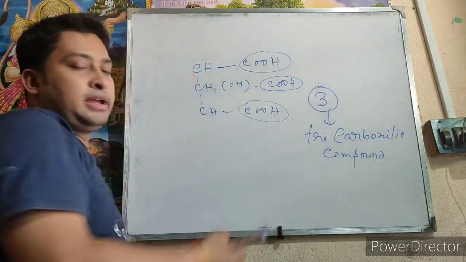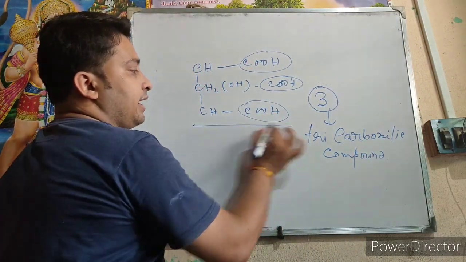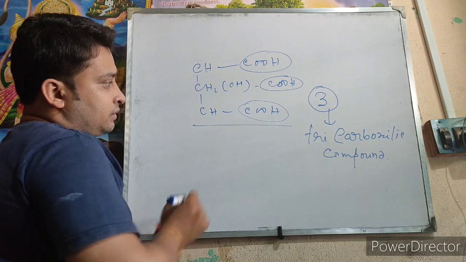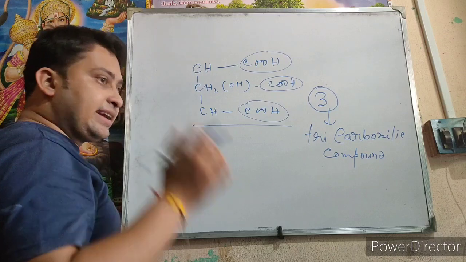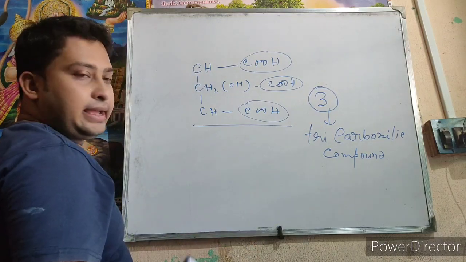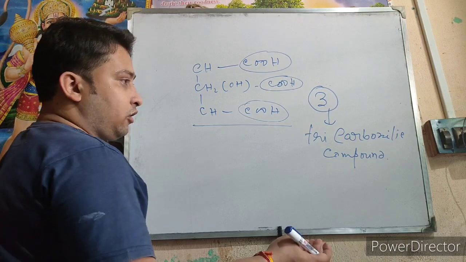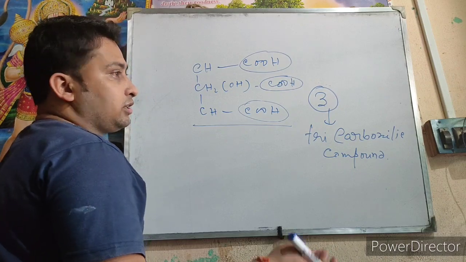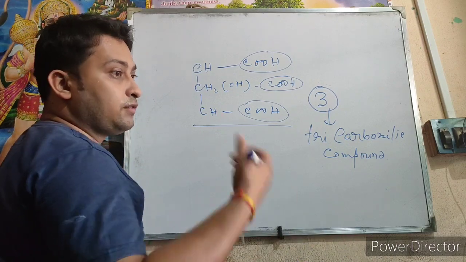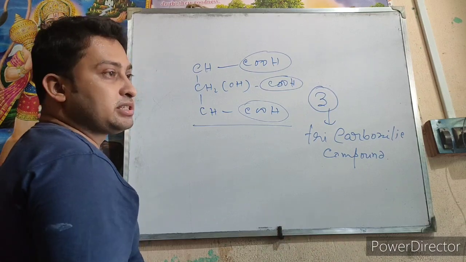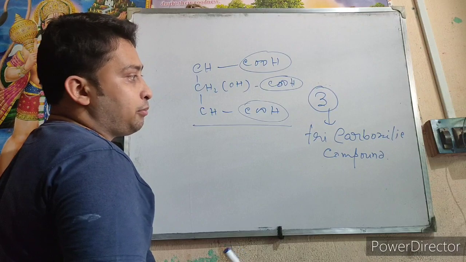Do you know its name? Its name is citric acid. So citric acid is the example of a tricarboxylic compound, and succinic acid, oxalic acid or tartaric acid are the examples of dicarboxylic compounds, and acetic acid, formic acid are the examples of monocarboxylic compounds.